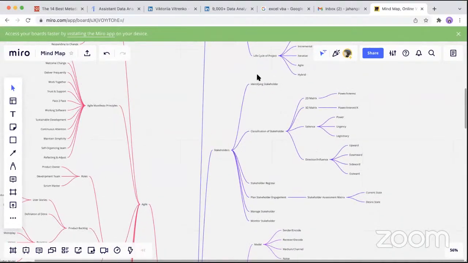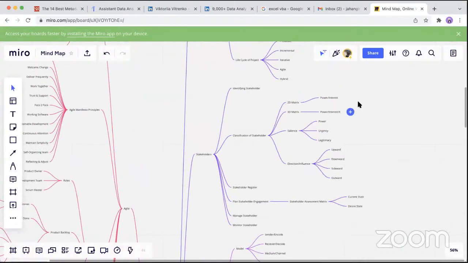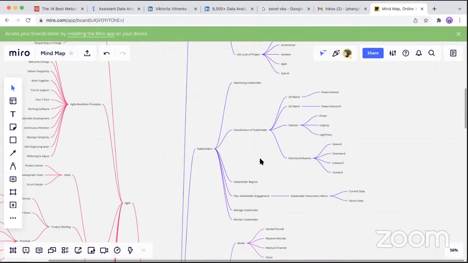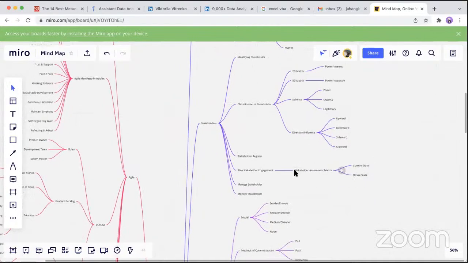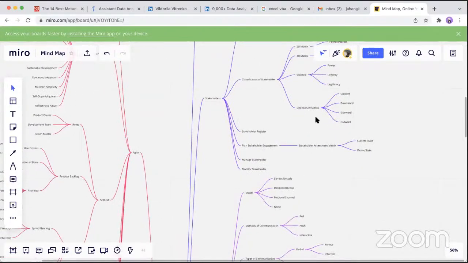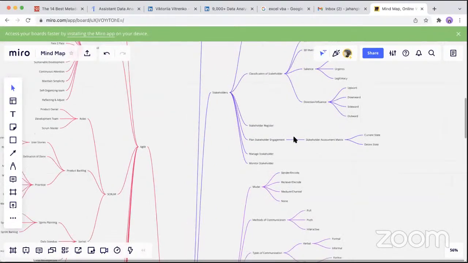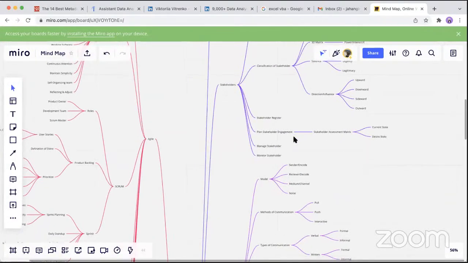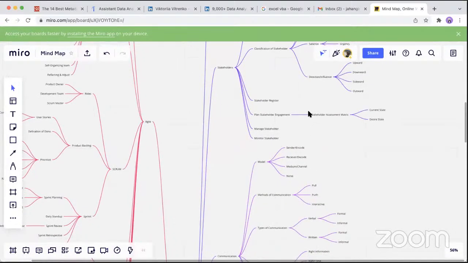Then the second thing is the stakeholder, which is a very important part of the project. In stakeholder, we first identify the stakeholders, then we classify them using different techniques. Like in the 2D matrix, we use the power interest matrix. And if we add a third part, the influence part, we can call it a 3D matrix or a cube matrix. In salience, we use power, urgency, and legitimacy. And then we also have the influence or directional chart, in which we have upward, downward, sideward, and outward influence of the stakeholders. Then we make a stakeholder register.